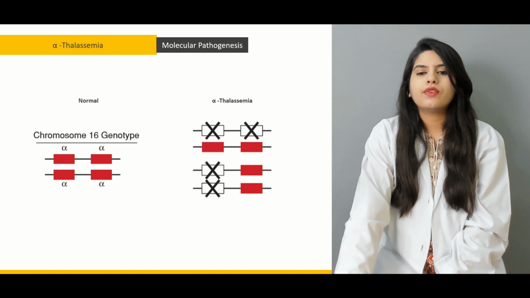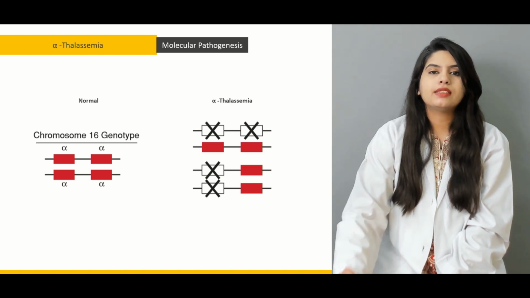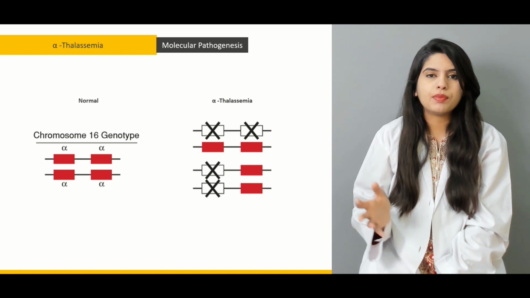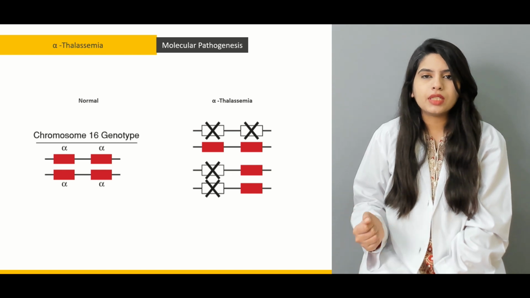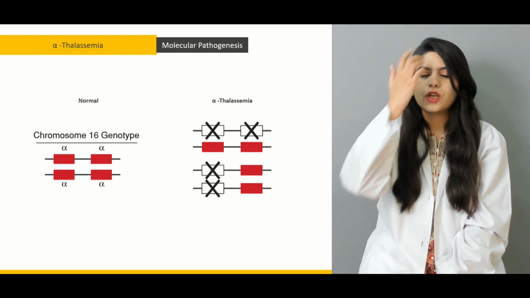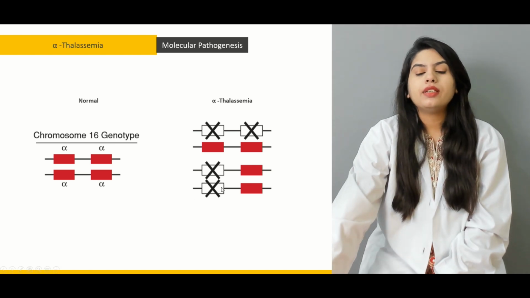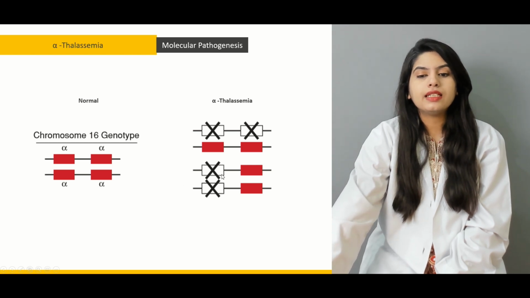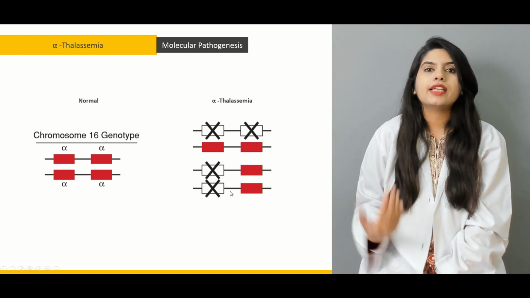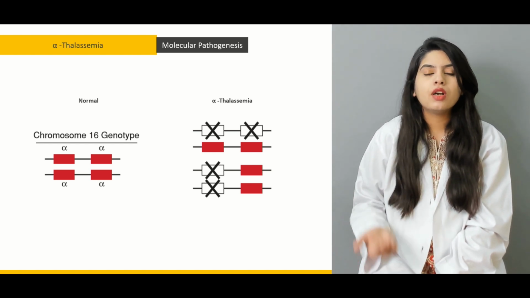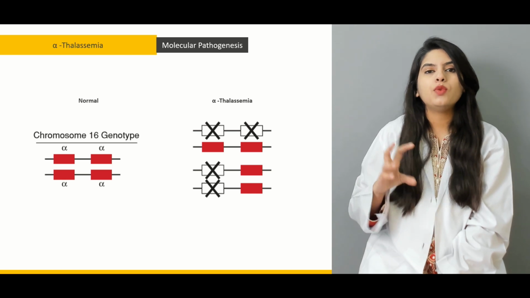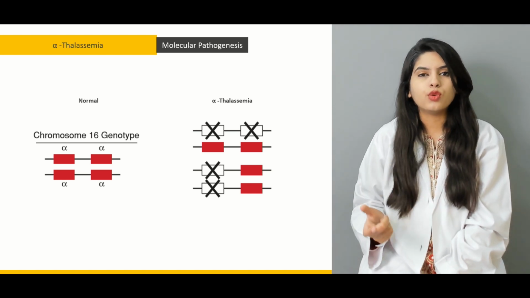But in case of alpha thalassemia, there are defective genes that may be present. In most cases there is a deletion of the gene, but there can be the presence of a defective gene as well, or a mutation. There can be cases when one gene is deleted from one chromosome and one is deleted from another chromosome, or a condition when 2 genes are deleted from the same chromosome, or a condition when only one gene is deleted from one chromosome.